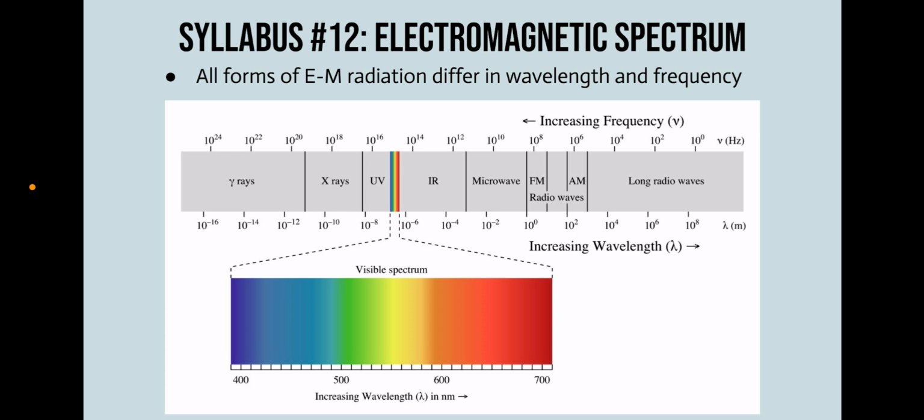So for wavelength, the closer you get to radio waves is when the wavelength is going to increase. Frequency is opposite because the farther away you get from radio waves is when it's going to increase. So the closer you get to gamma rays is when it's going to increase. And then for the visible spectrum, this is going to be measured in nanometers.